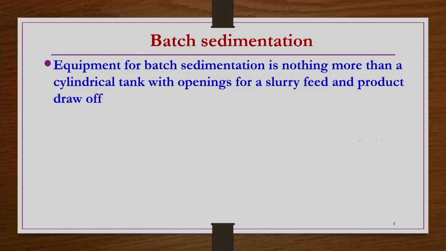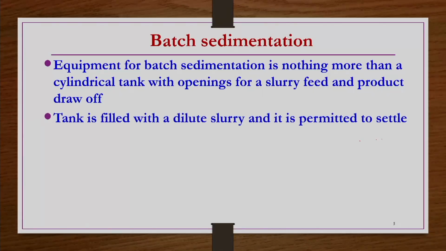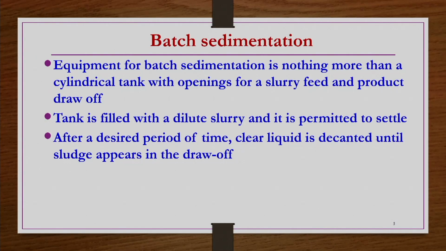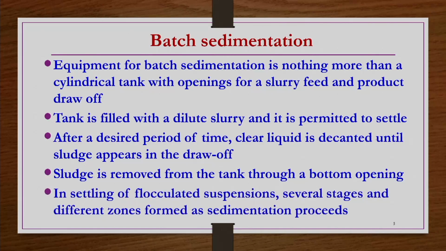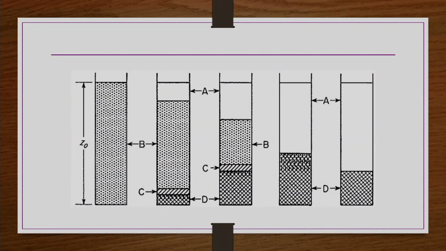Equipment for batch sedimentation is nothing more than a cylindrical tank with openings for slurry feed and product draw off. The tank is filled with a dilute slurry and it is permitted to settle. After a desired period of time, clear liquid is decanted until sludge appears in the draw off. Sludge is removed from the tank through a bottom opening. In settling of flocculent suspensions, several stages and different zones form as sedimentation proceeds. Okay, there are several stages and different zones, and we are seeing those now here.